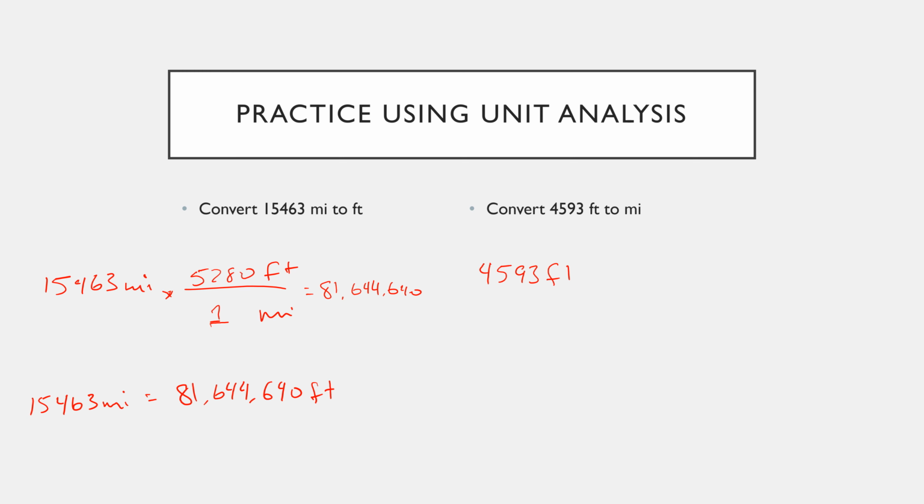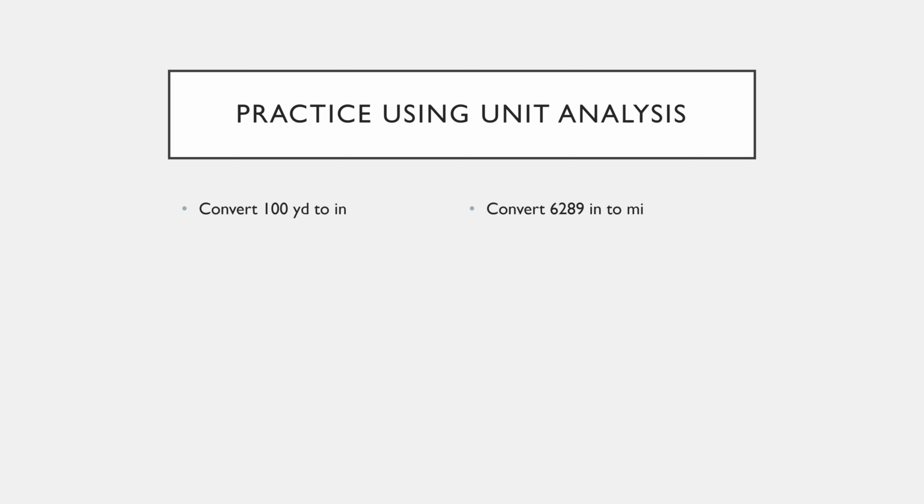And again, the exact same thing going the other way: 4,593 feet times, so now we have miles on top and feet on the bottom, 1 mile, 5,280. So in this case, we're essentially dividing 4,593 divided by 5,280. It's going to give us a decimal again. We're going to round off here to 2 decimal places, so that's going to give us 0.87 miles. So 4,593 feet is approximately equal to 0.87 miles.